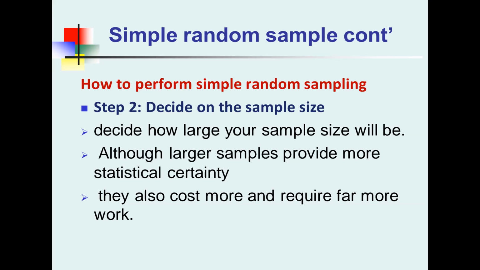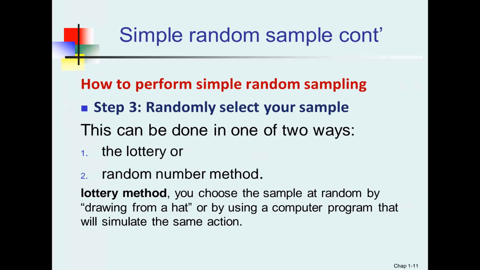Then number two, you decide on a sample size. How large should your sample size be? Do you want 100 people, 200 people, 30 people, 20 people? Most of the time your sample size is supposed to be above 30. Is that clear? Yes, it is. So you decide on the sample size. Again, larger samples are usually good as compared to small samples.